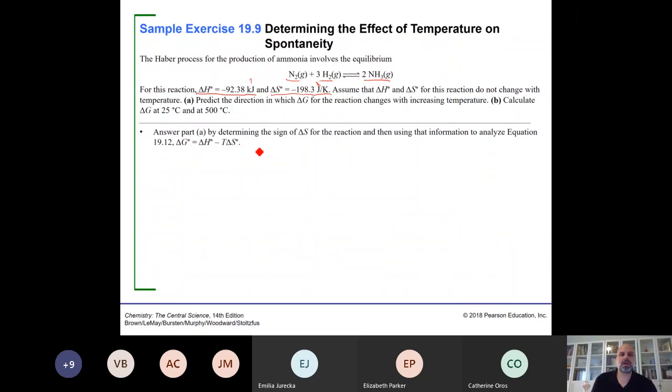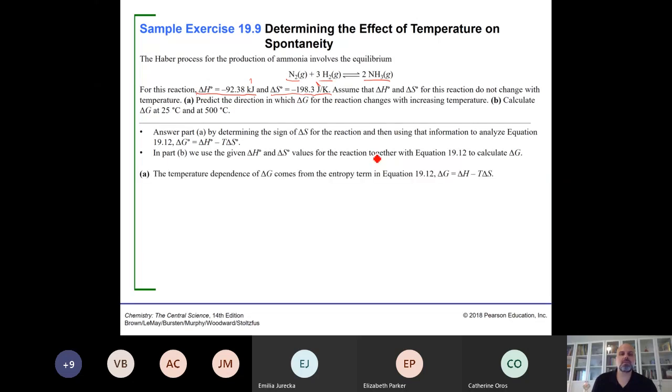We're going to answer part A by determining the sign of delta S for the reaction and then using that information to analyze the equation. In part B, we're going to use the delta H and delta S values for the reaction together with the equation to calculate delta G. So let's go through A first. The temperature dependence of delta G comes from the entropy term in the equation, so any temperature dependence is completely related to entropy, not enthalpy.